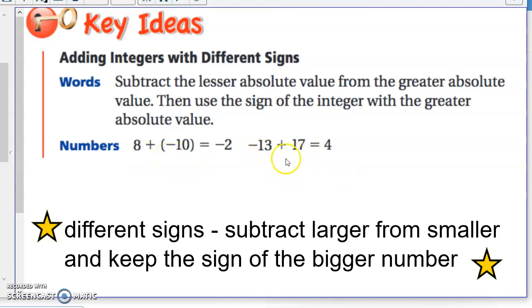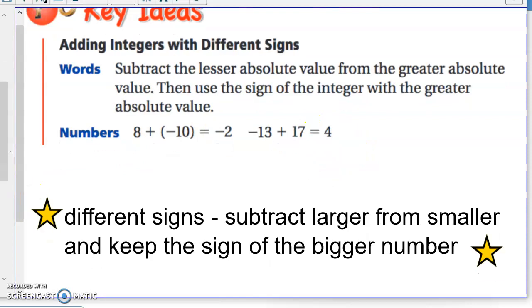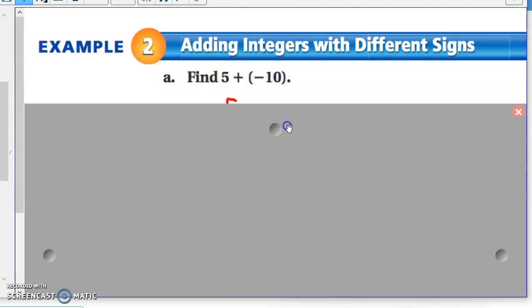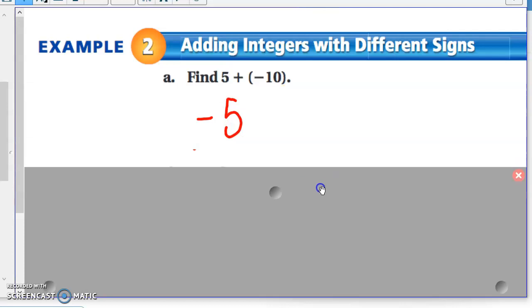So looking at this example, again, different signs, this one's negative, this one's positive, so I'm going to subtract the two numbers. 17 minus 13, of course, is 4, and then I look to see the sign. This number is more in the positives than this number is in the negatives, so that means my answer would be +4. So some more examples. Different signs here, so I'm going to subtract, and of course the bigger number minus the smaller number, so I want to do 10 minus 5, which of course is 5, and then this number is more in the negative, so my answer would be -5.